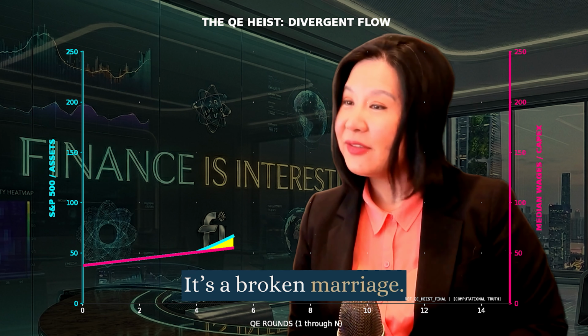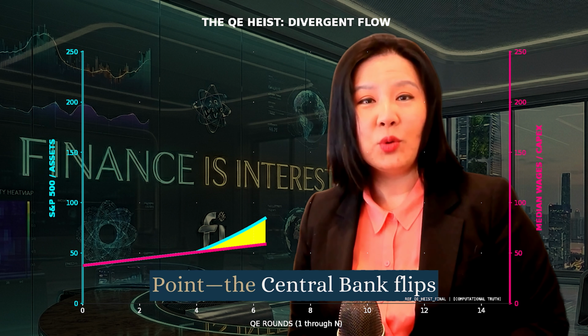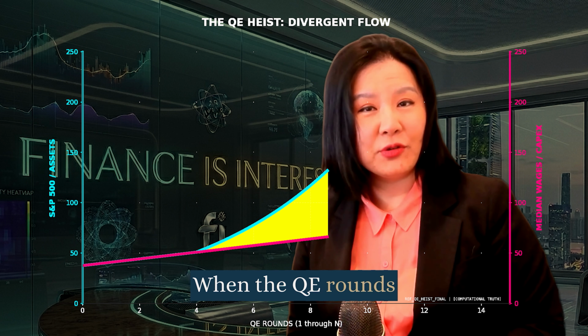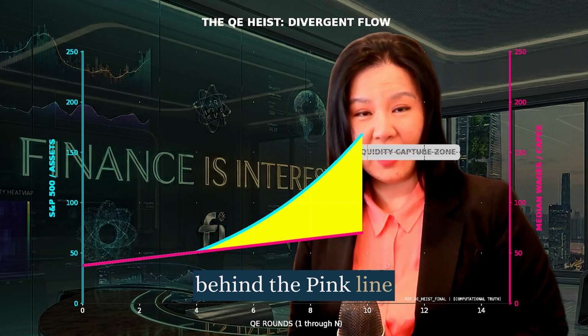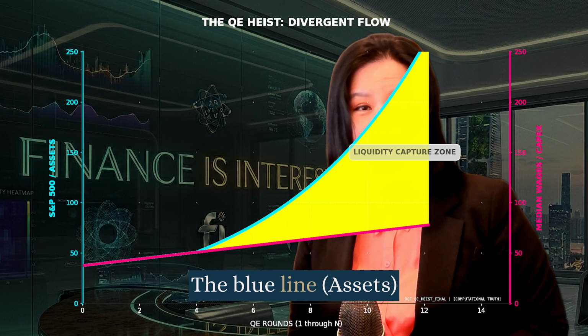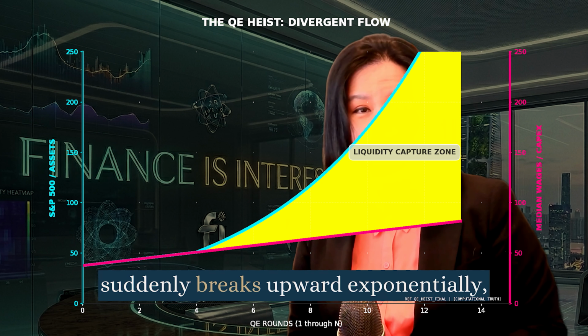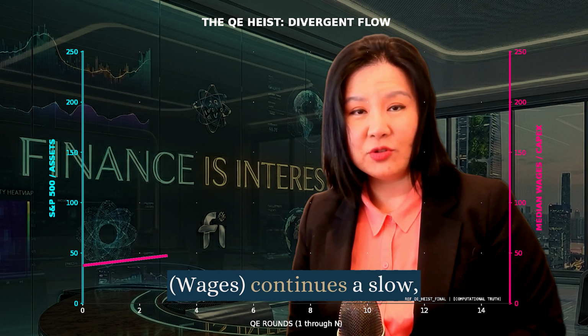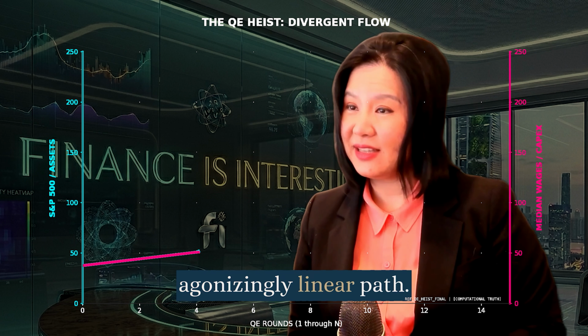It's a broken marriage. Right here at the decouple point, the central bank flips the switch on QE. When the QE rounds start, the blue glow behind the pink line is considered the shadow economy of debt. The blue line, assets, suddenly breaks upward exponentially, while the pink line, wages, continues a slow, agonizingly linear path.